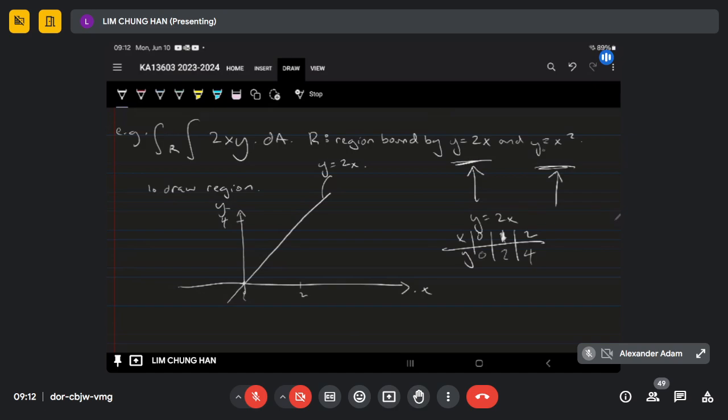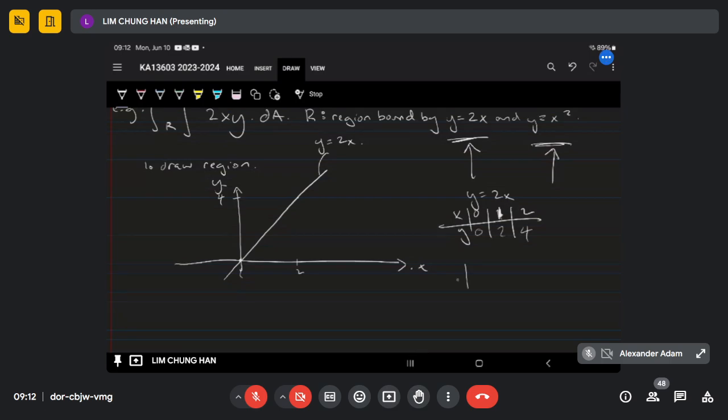Then y equals x squared. Again, if you don't know, you draw. You again use the table method. But basically it's like that. Y equals x squared is a U shape.